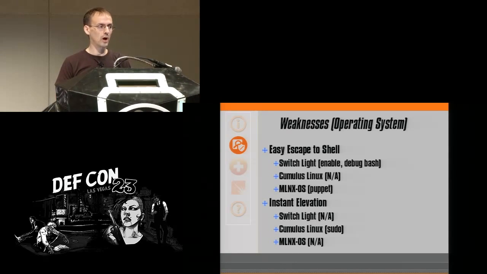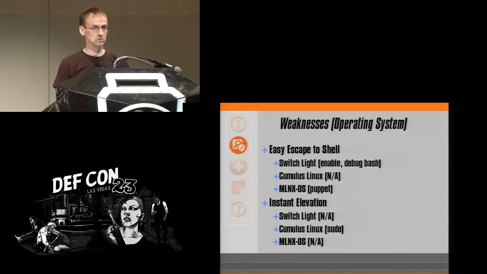So Puppet will actually open up a back door, which of course is not in the documentation, but you will find it if you unpack the firmware. Always helpful. And once you have that shell, you get instant elevation. You immediately become root. On Switch Light, it turns out admin is UID 0. So when you have that shell, you immediately are root.